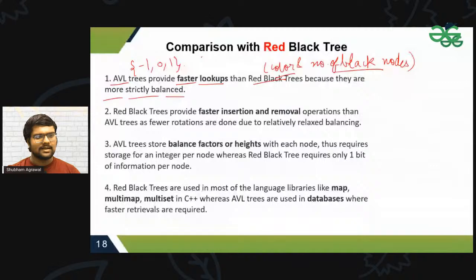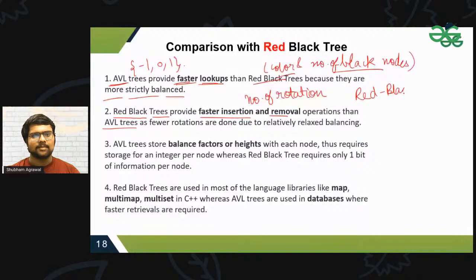But the advantage of a red black tree is that it provides faster insertion and removal operations than an AVL tree, because in a red black tree a fewer number of rotations are performed compared to AVL trees. So if we compare the number of rotations, in a red black tree it is fewer, and in an AVL tree it is more compared to a red black tree.